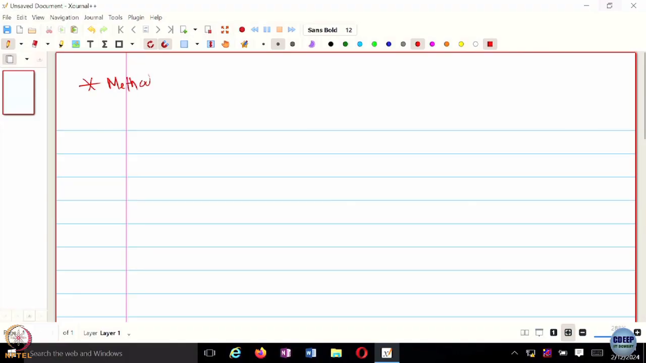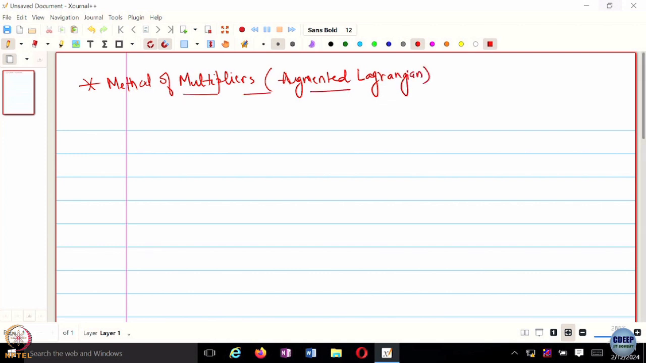In the last few lectures, we have looked at the method of multipliers, using the augmented Lagrangian, right? An example could be, let's say you are trying to minimize this function. Something like this, right? And what does the method of multipliers do, or how do you augment the Lagrangian in this case?